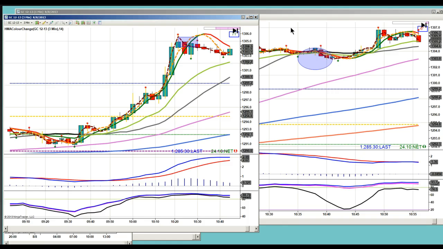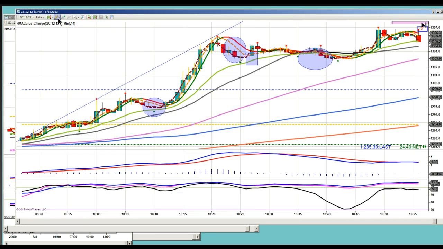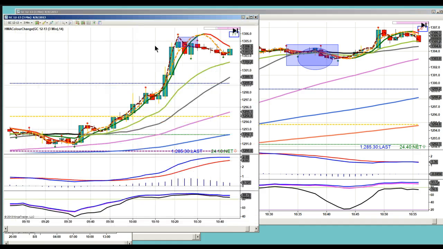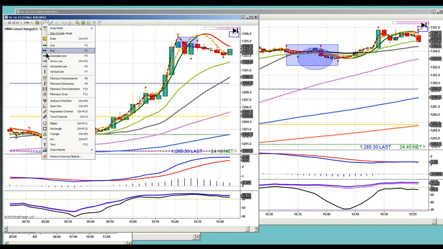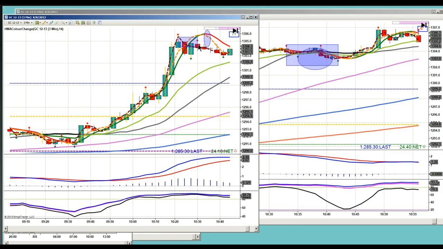So this is really the only criteria that I would accept or advise you to use to get in as close to the 13 as possible. The 3-minute has to have changed color, and obviously the price has to be below the HMA going towards the 13. Do you wait for the HMA to change color on the 1-minute chart?